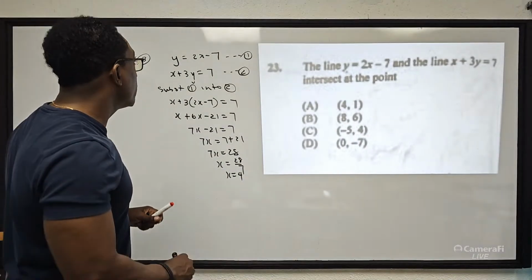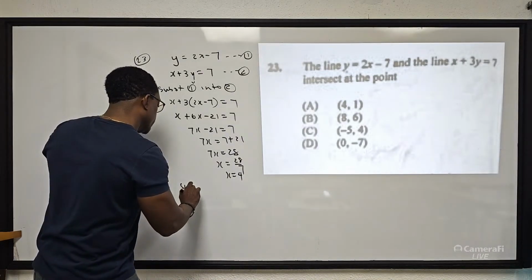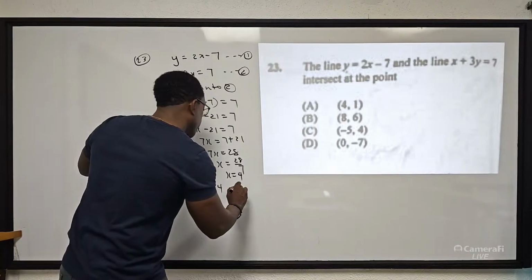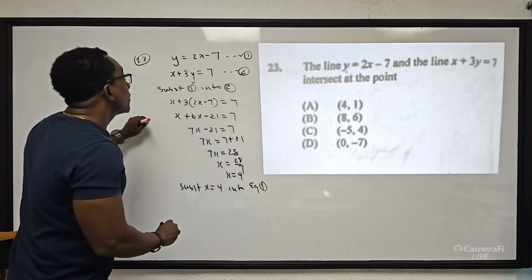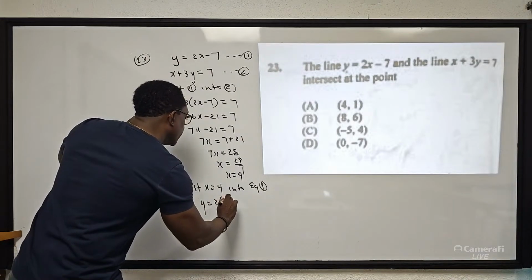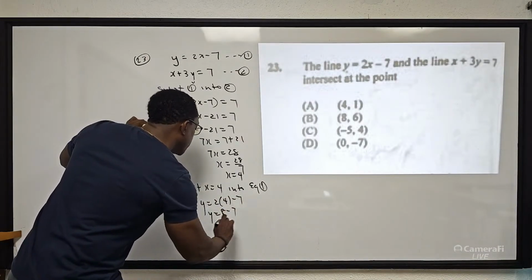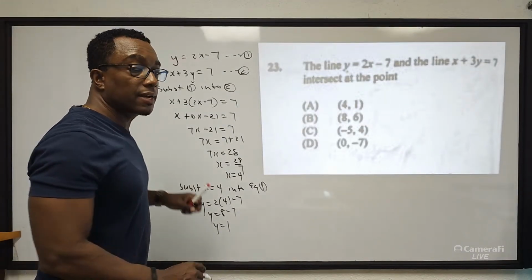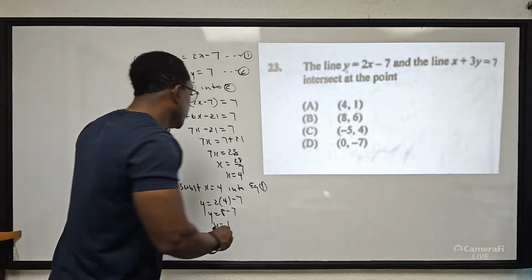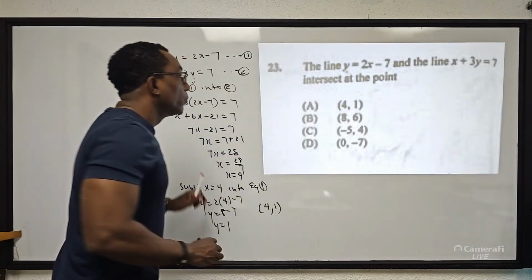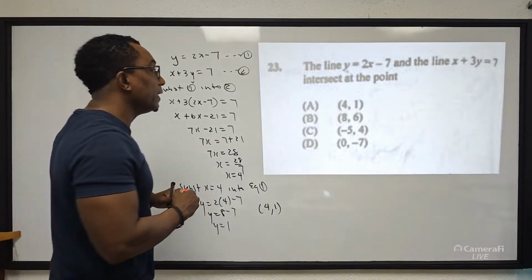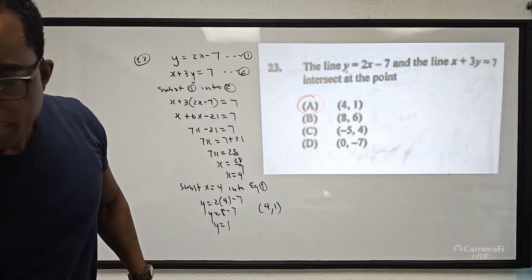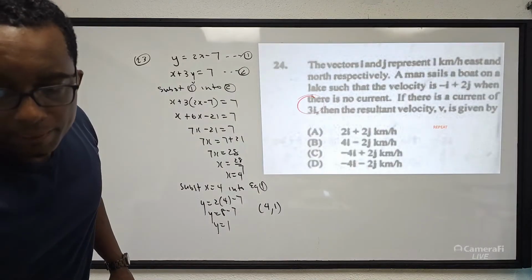Having found x, let's find y. So I'm going to substitute x equal to 4. I'll put it into equation 1. So we're going to get what? Y is equal to 2 times 4 minus 7. Y is equal to 8 minus 7. Y is 1. So the coordinates where the two lines meet will be 4, 1, whose answer for 23 will be A. So 23A. Let's move on to 24.